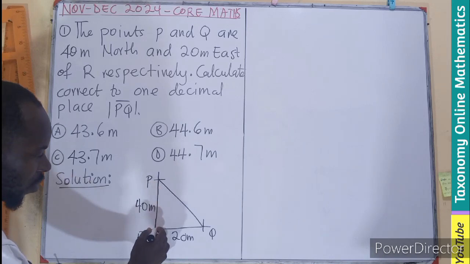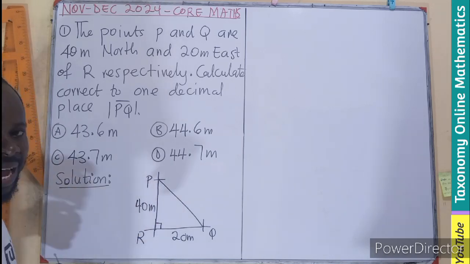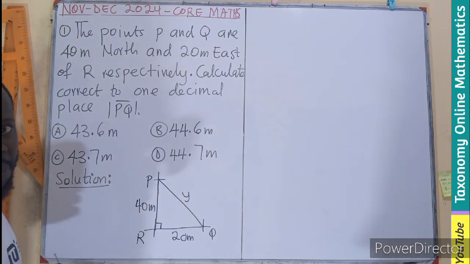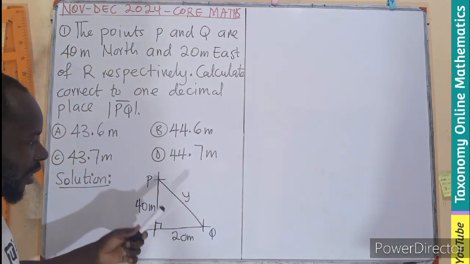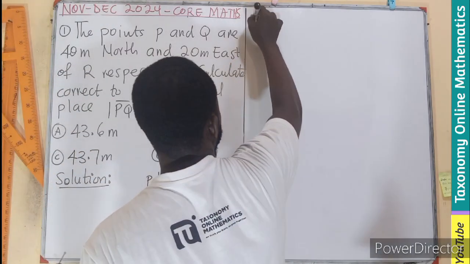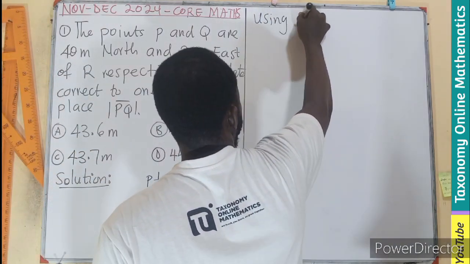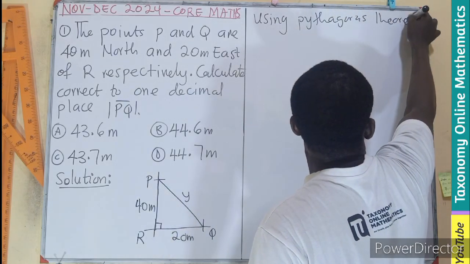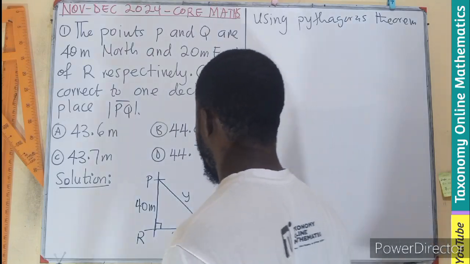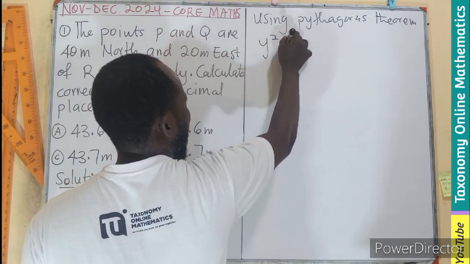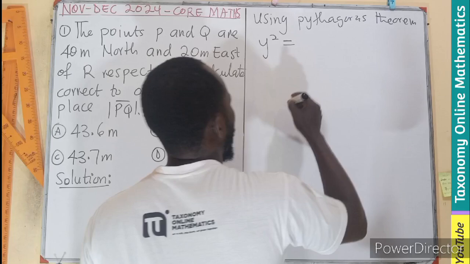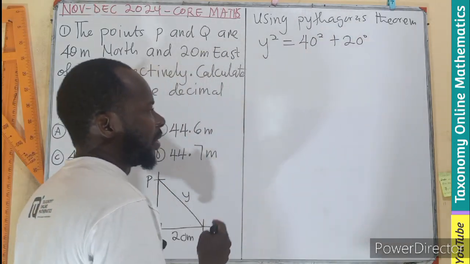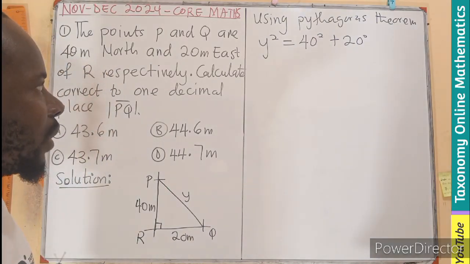So since this is north and east, it forms a right-angled triangle here. If y is the length between P and Q, we can apply the Pythagorean theorem. We can say that the longest side, which is y squared, equals the sum of the squares of the two shorter sides. That will be the relationship.